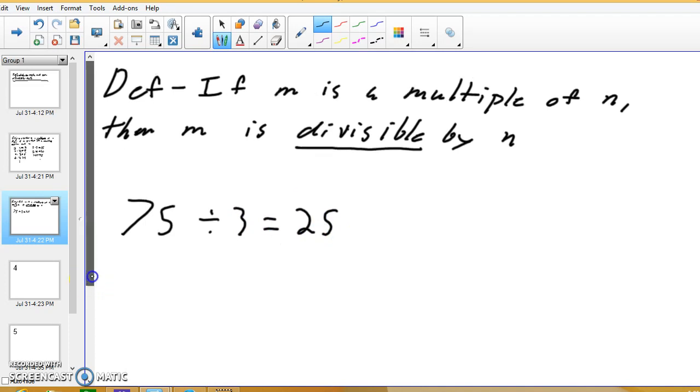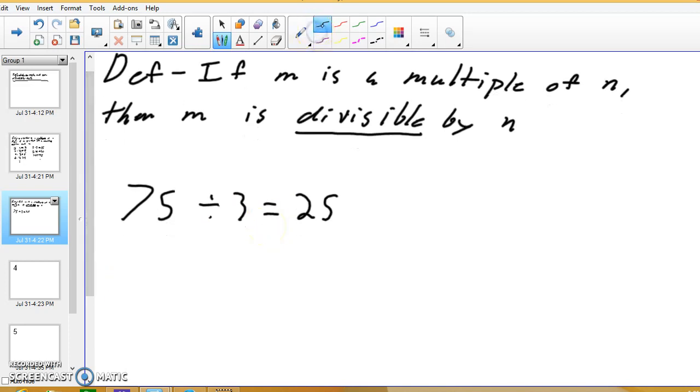You can do this for any number that you find is a multiple of something: you know it is divisible by that something. So again, another example, let's say the number 100. We know that 100 is a multiple of 4, so therefore 100 is divisible by 4. And again, you can do this with just about any number that you can think of. So for this reason, if m is a multiple of n, then m is divisible by n. Nothing too difficult to think about there.